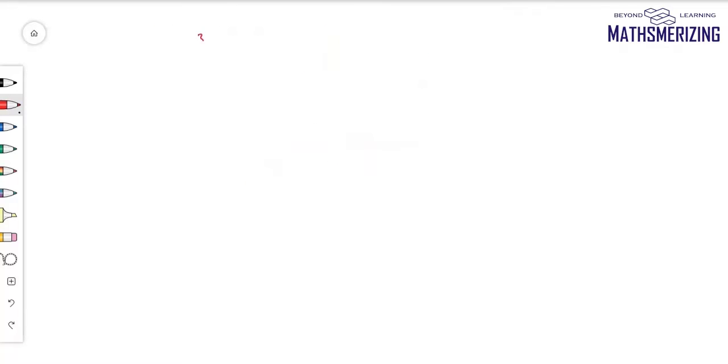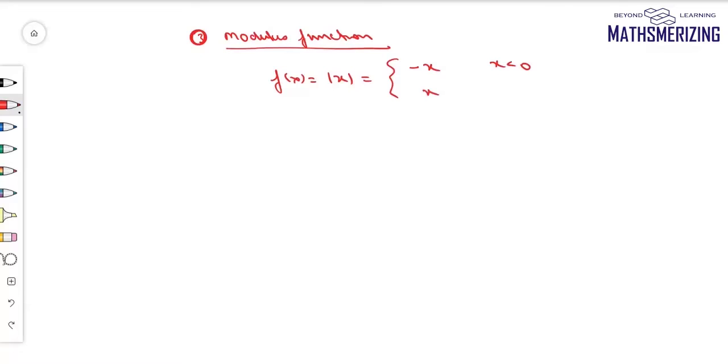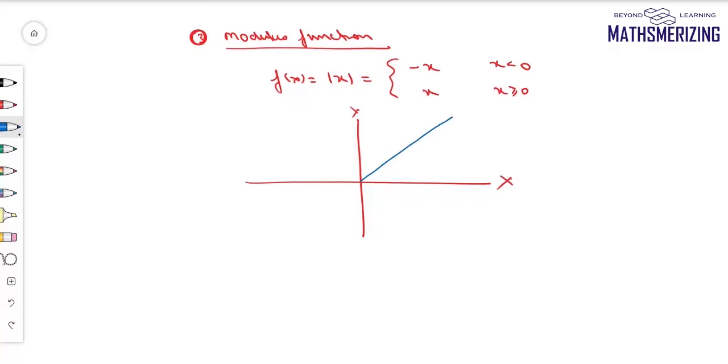Now the third graph that we'll study is the modulus function. The modulus function is expressed as f(x) equals mod of x, and we know that mod of x is actually minus x when x is less than 0, and plus x when x is greater than or equal to 0. So if I have to draw this graph, I'll draw the axis, and when x is greater than 0, it is the y equals x line, and when x is less than 0, it is the y equals minus x line. So that is the graph of mod x. It's a V-shaped graph.